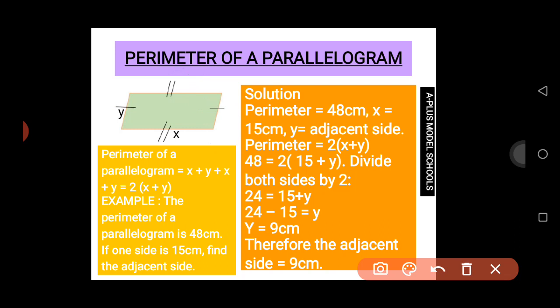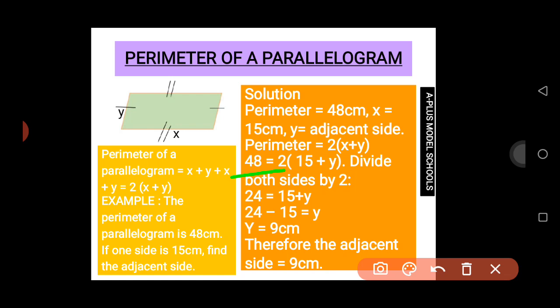The question is, the perimeter of a parallelogram is 48 centimeters. You can see we are given the perimeter. If one side is 15 centimeters, find the adjacent side. It means find the other side. Now if I want to look for the other side, my formula is 2 open brackets x plus y. I've been given the perimeter to be 48, which is equal to 2 open brackets, then one of the sides is given, which is 15. So I can make my x to be 15 or my y to be 15 centimeters. Just make sure you use any one of the two.